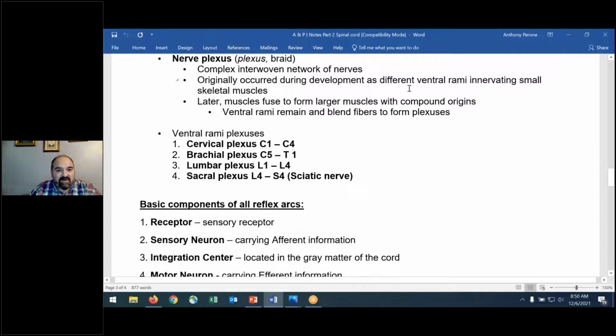Originally this occurred during development as different ventral rami innervating small skeletal muscles. Later the muscles fuse to form larger muscles with compound origins. So the ventral rami remain and blend fibers to form these plexuses. Understand that we have the cervical plexus, which combines the spinal nerves of C1 through C4, and the brachial plexus from C5 to T1.